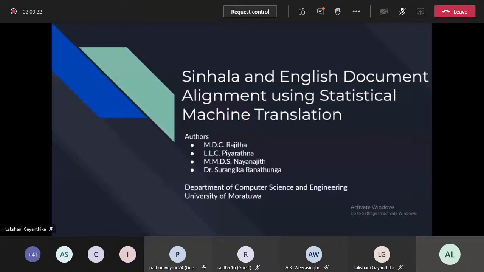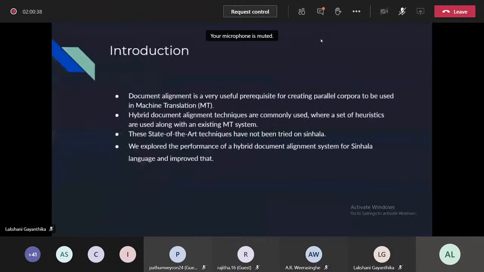Hi. Our research is Sinhala and English document alignment using statistical machine translation. I am MDC Rajita from the Department of Computer Science and Engineering, University of Moratuwa. Machine translation systems have shown impressive performance, and the performance of these highly depends on the training parallel corpora. Document alignment is an important task in generating parallel corpora. A lot of research has been done on document alignment techniques for high-resource languages. But these state-of-the-art techniques were not tried out on the Sinhala language, which is a low-resource language. We explored the performance of a hybrid document alignment system for the Sinhala language and improved upon that.